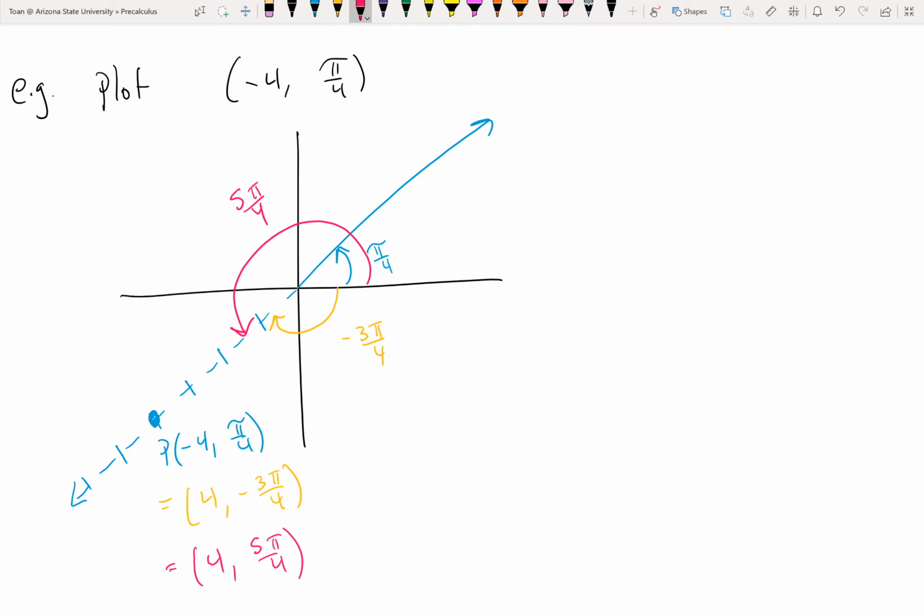I could go, let's see if I have enough colors. What if I did something like all the way around here, right? That's -7 pi fourths. And since I'm at -7 pi fourths, this is the 4 directions you would have to walk backwards. So this is the same thing as -4 comma -7 pi fourths. So you can see here how you can actually represent the same location many different ways.